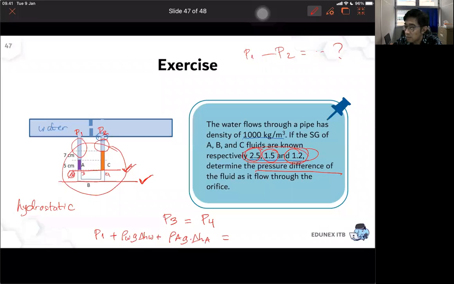And this one, on the left, right? This is left. This one is P2 plus rho water G delta H water at the right leg, I mean, plus rho C G delta H C.